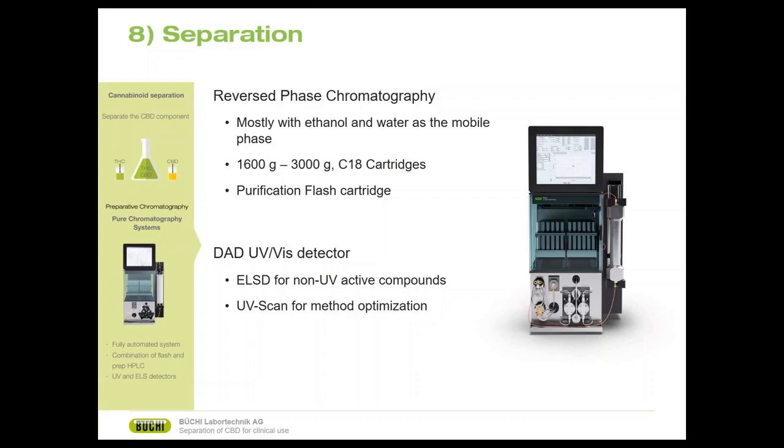So until last week, we only had 1.5 and 3 kilo C18 cartridges, but last week BUCHI became the first company to introduce 5 kilogram C18 cartridges to the market. So the highest amount of output you can get with a chromatography system is with BUCHI at the moment.